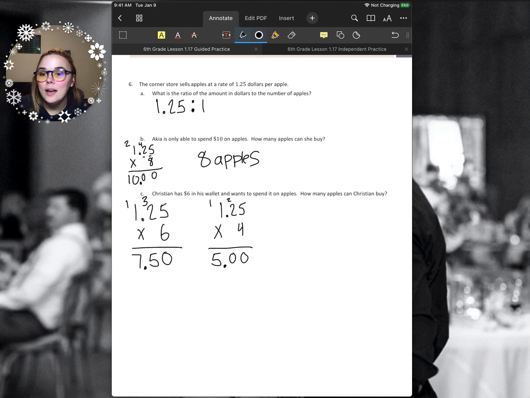I can tell by looking at this, if he bought one more apple, if he bought 5 apples, $5 plus $1.25 is going to cost him $6.25. He doesn't have enough for that. So he can only buy 4 apples. Alrighty.